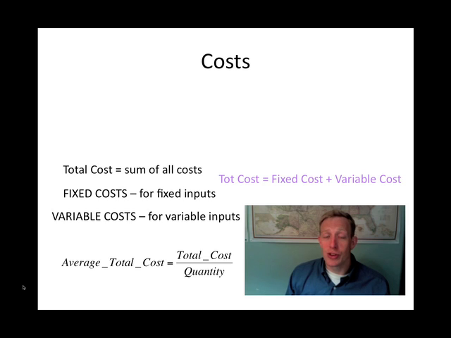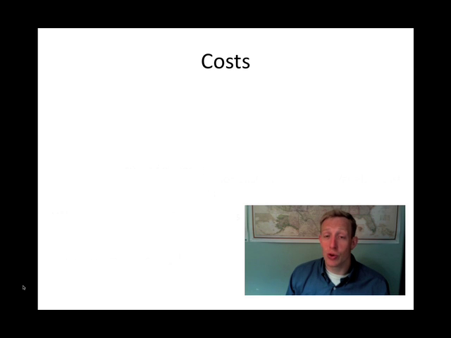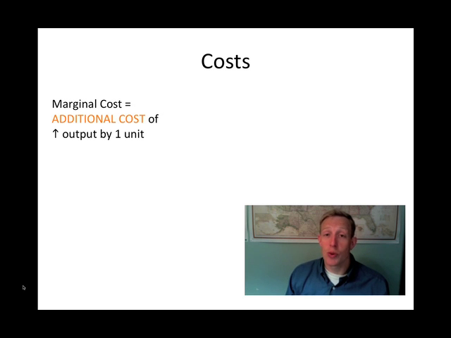But decisions are typically made not so much on total cost, not so much on fixed cost or variable costs, but on what we refer to as marginal costs. Marginal costs are the additional costs that a firm incurs when they increase their output. So if we want to increase the number of iPhones that we produce by one, what is the additional cost of doing that? That is the marginal cost, and firms pay very, very close attention to marginal costs.